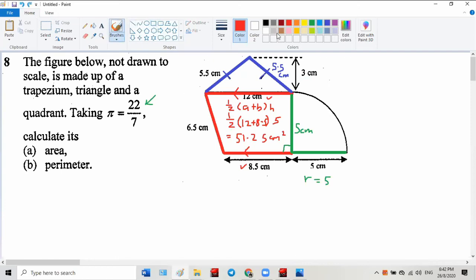Then how about the area of the isosceles triangle? Half times base times height, right? Half times, where's the base? The base is 5.5. Are you kidding me? Base.